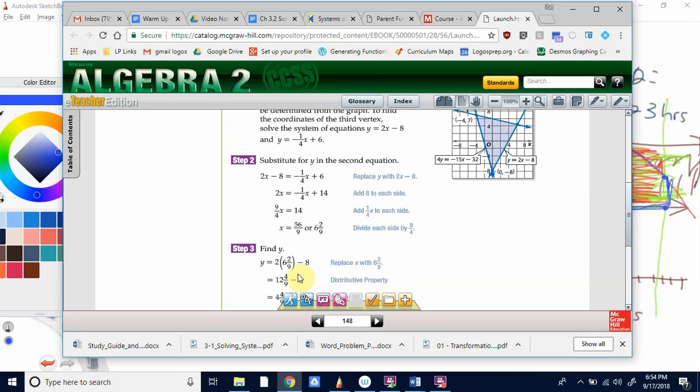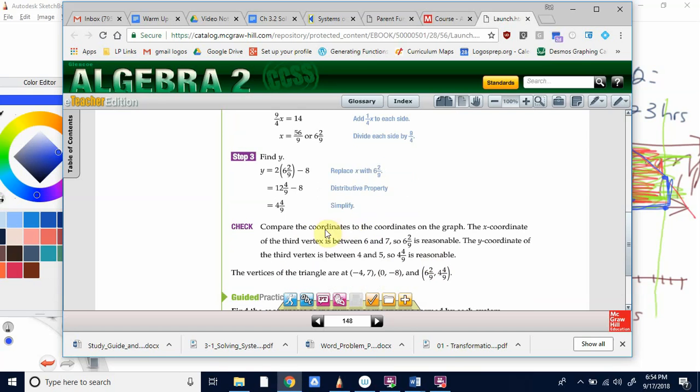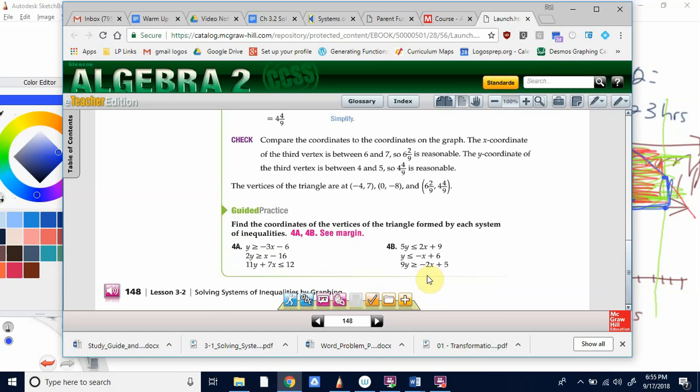How do we find the y coordinate? Well, we just did a section on systems. We would substitute this in for x in one of the equations and solve for y, and we get y equals 4 and 4/9. So here are our coordinates of the third vertex. It's between 6 and 7, so 6 and 2/9 is reasonable. The y coordinate of the third vertex is between 4 and 5, so 4 and 4/9 is possible. So these are our coordinates. We could see the 2 that were given. We had to use a system of equations to find the third. All right, so do guided practice 4A and 4B, and we will see you in class.